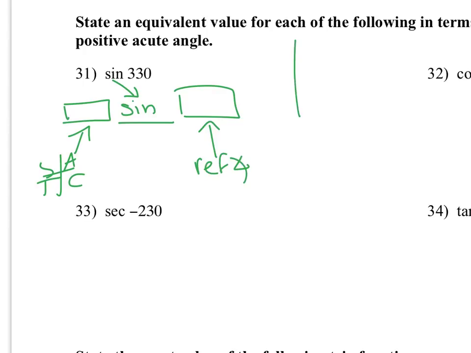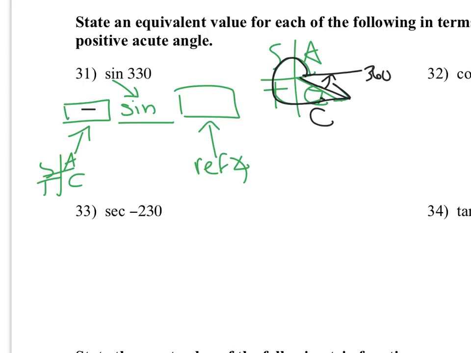Okay, so ASTC. Sine of 330. 330 is right about here. So it's in quadrant 4, and cosine is the only thing that's positive in quadrant 4, so sine has to be negative. Sine is not cosine. Then the reference angle for 330: what do I need to get back to 360? 360 minus 330, which is 30 degrees. That's an equivalent value. We're not looking for exact values here.